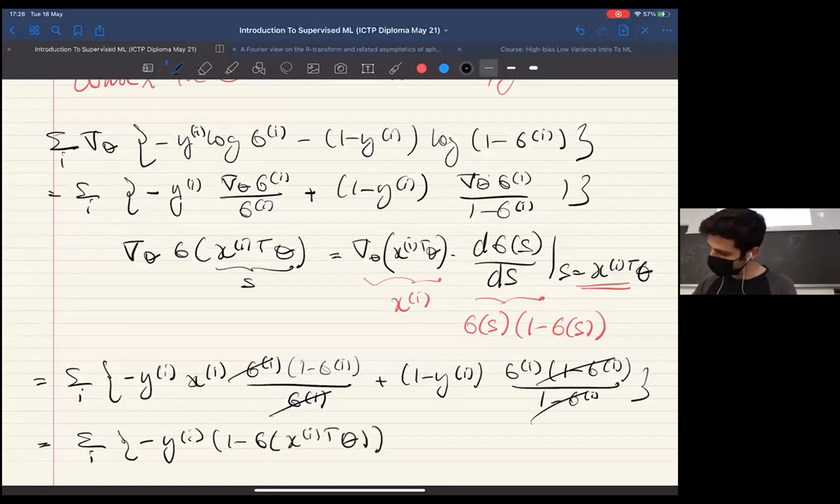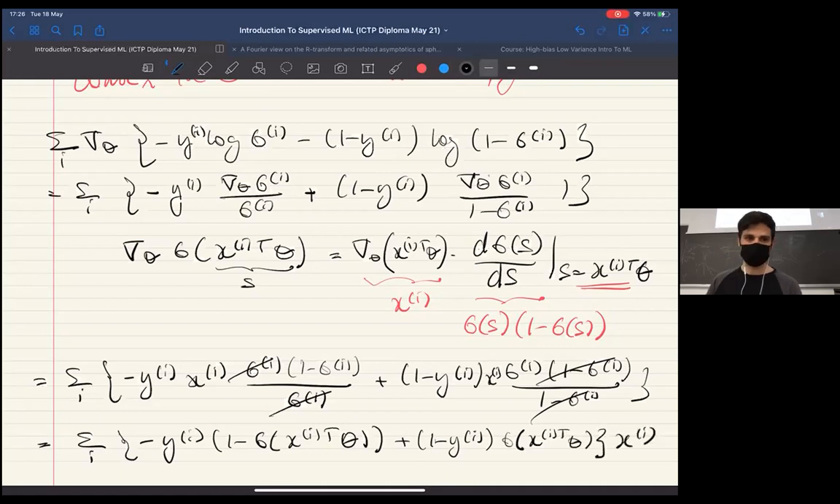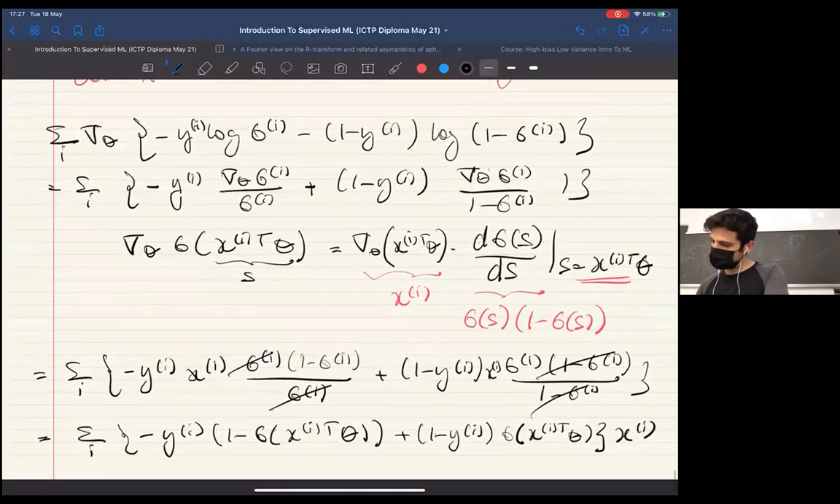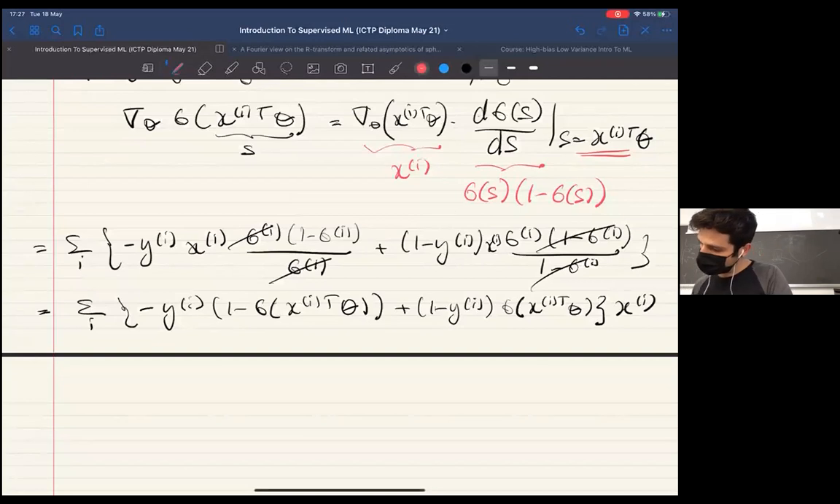Sorry. Yeah, xi here. Plus 1 minus yi sigma, xi transpose theta, all that multiplied by xi. Okay. And I claim that if I didn't make mistakes, we still have further simplifications.